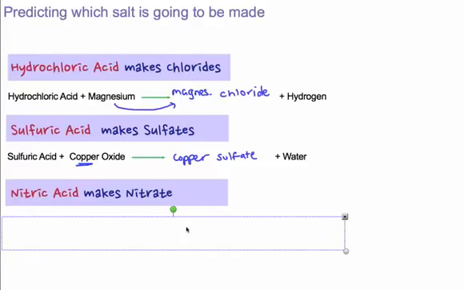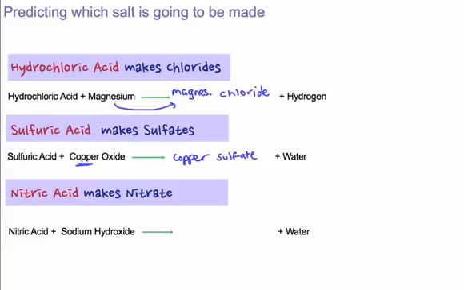Similarly with nitric acid, we've got nitric acid and sodium hydroxide. We know that nitric acid makes nitrates, so it will be something nitrate. We take the sodium from the sodium hydroxide, from our alkali, and it will then be sodium nitrate plus water. Now it's important that you actually know and remember these blue boxes. Those won't necessarily be given to you in the exam, and you can use those three to work out which salts you're going to make. It's quite straightforward really: hydrochloric, chlorides; sulfuric, sulfates; nitric, nitrates.